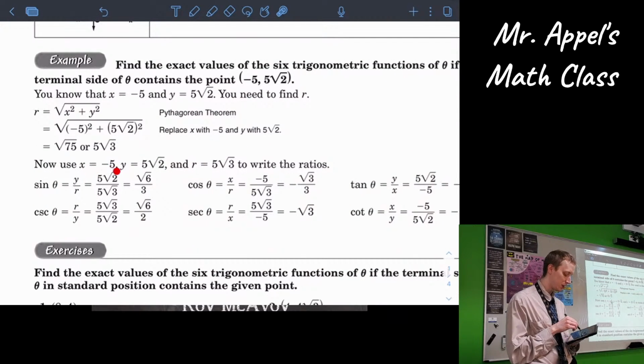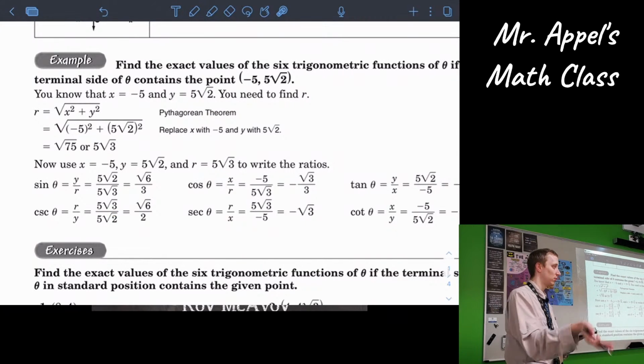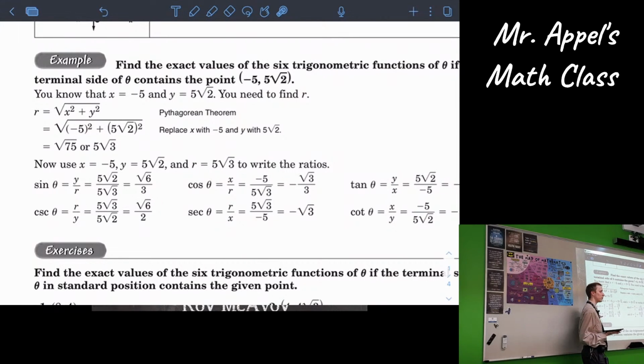So now we can use those 3 sides. We can write any ratio that we want, just like the first section. Okay? Here are the 3 sides of a right triangle. Find the 6 trigonometric ratios. You know how to do this.